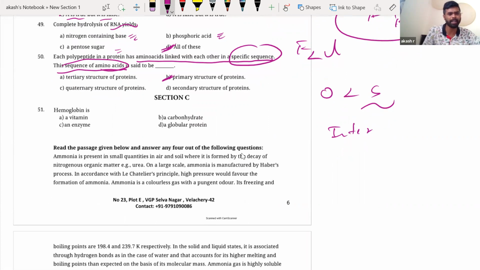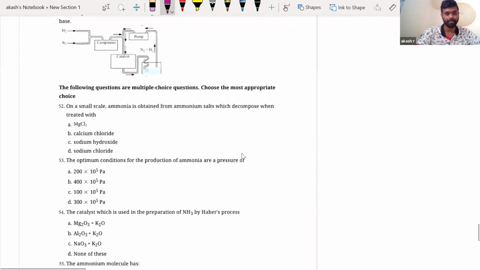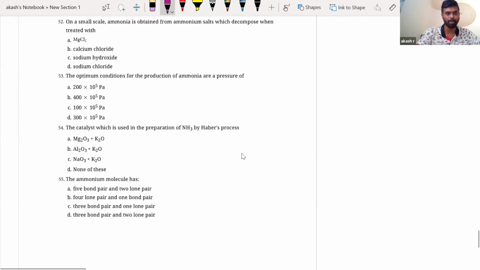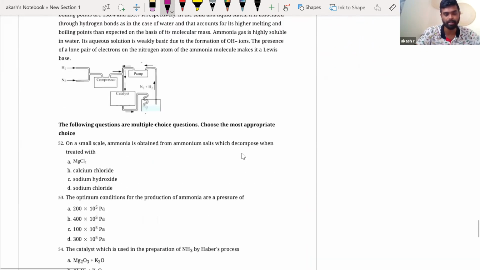Okay, hemoglobin. Hemoglobin is present in your blood. It is a protein, a globular protein. Don't worry about it. It's a protein. That's all you have to understand. Okay, next. Now I think this is Haber's process. I think you'll be able to answer very easily, right? You just look into the Haber's process, and you'll be able to.